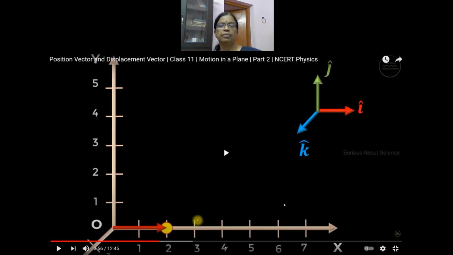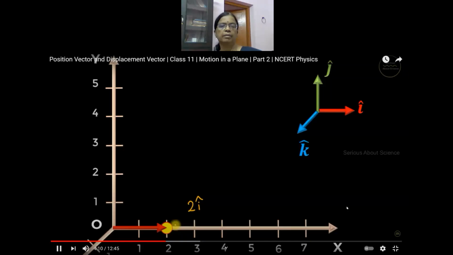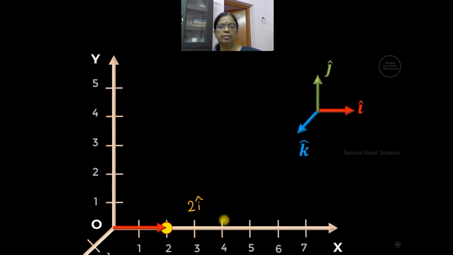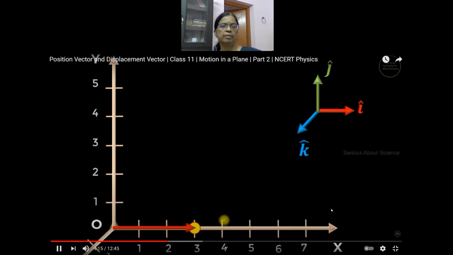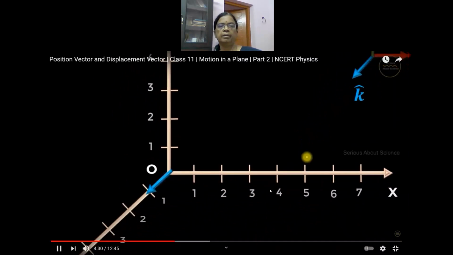So to denote the position, I can write it is 2 i cap. 2 means it is a magnitude, and i cap means it is a unit vector pointing along x-axis. So whenever you see the term 2 i cap, we can understand that it points along positive x-axis. Similarly, in this case, it is 3 i cap. Now if it is along y-axis, here it denotes j cap. In this case, it is 2 j cap, and finally 3 j cap. Now if it is along z axis, it is k cap, 2 k cap, and 3 k cap.